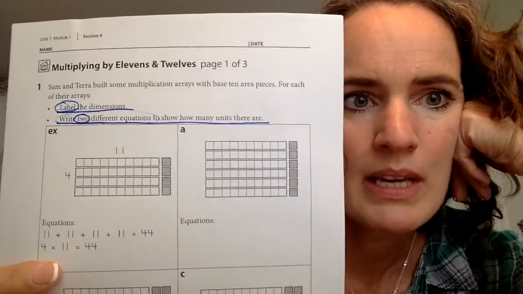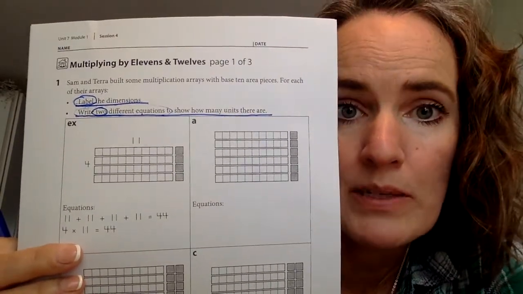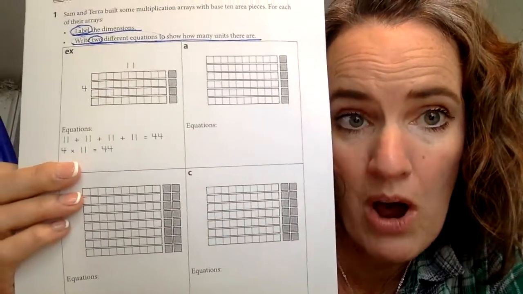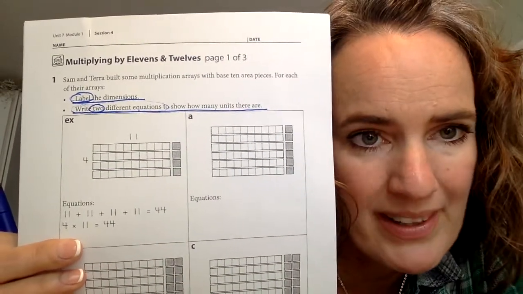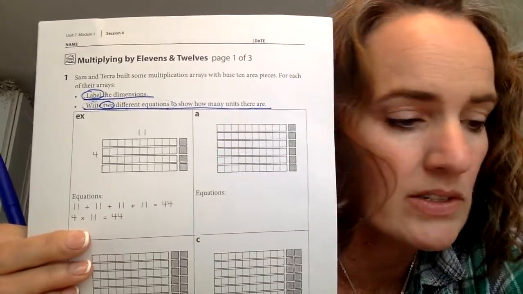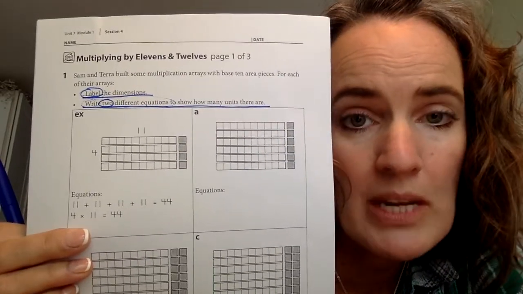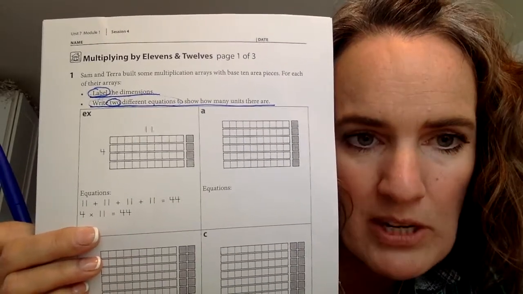All right, so take that marker or highlighter if you have it, and we'll read the directions at the top. It says, Sam and Tara built some multiplication arrays with base 10 pieces. For each of their arrays, so we already have the arrays drawn, we are going to label the dimensions. Would you circle label and underline label the dimensions? Because there's 2 steps to this, to writing our answers. And then the second one says write 2 different equations to show how many units there are. Will you circle 2 different equations?